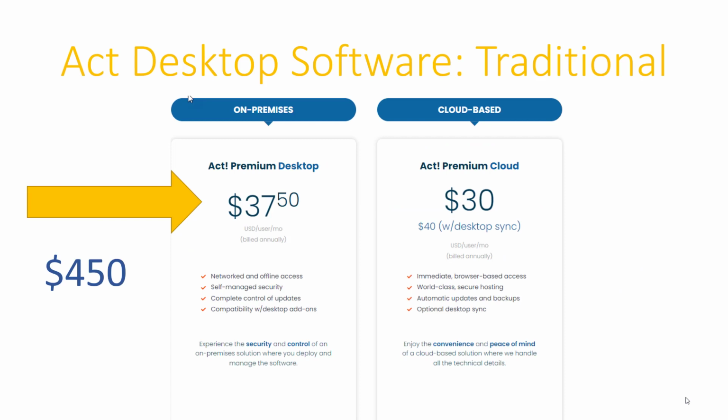So when you think about software in Act, most of you think of traditional Act desktop software. Act desktop software is $37.50 a month, or $450 a year. So $450 versus $360. One is web-based, one is desktop. With desktop software, a lot of times people need help installing it. If you have an older version of Act, you have to uninstall that software to install the new. We offer that support if needed, but desktop software often needs support.